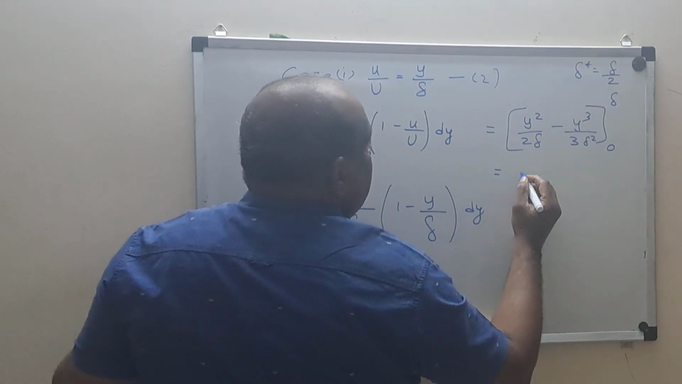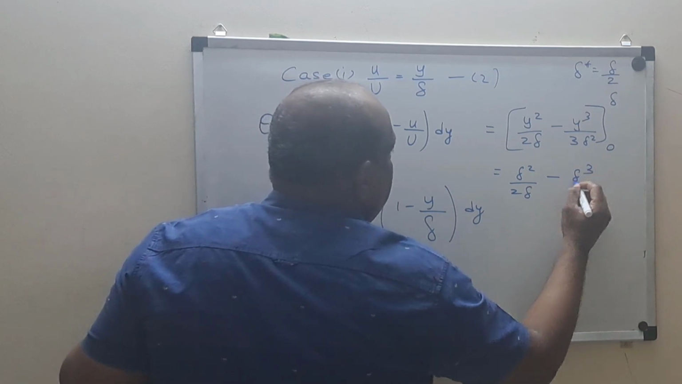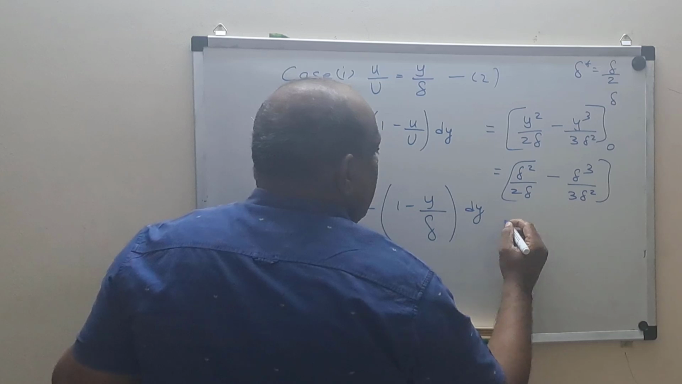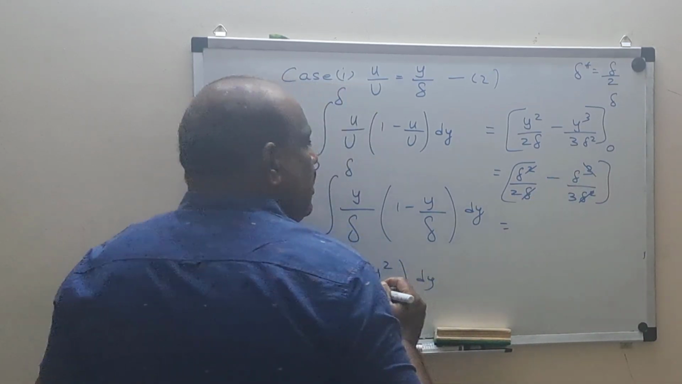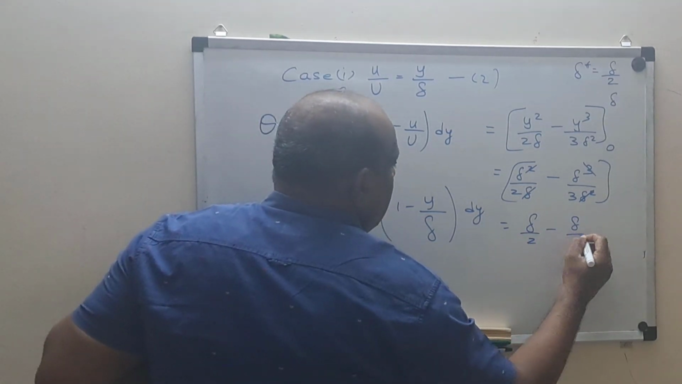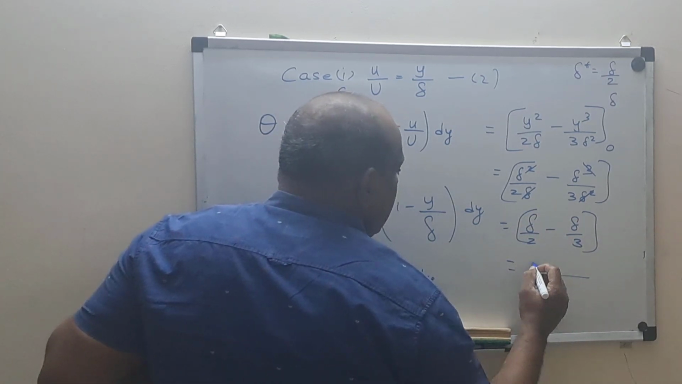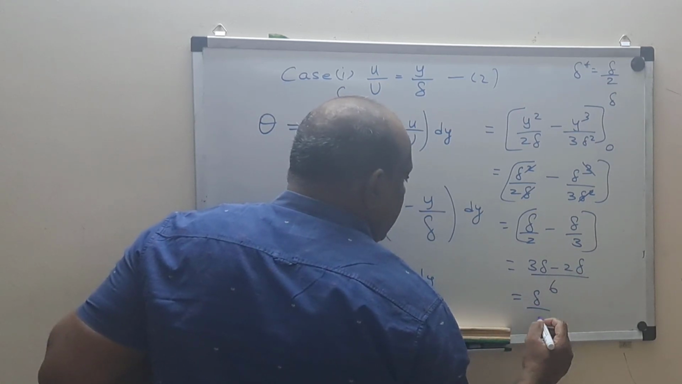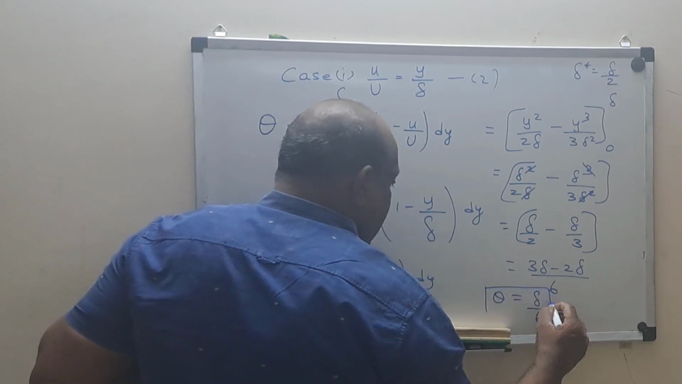So what will happen? It will become delta squared by 2 delta minus delta cube by 3 delta squared. There's no need to apply the lower limit because it is 0. So delta gets cancelled. This delta squared and the delta cube, one delta squared will get cancelled. So it will become delta by 2 minus delta by 3. If you take the LCM, it will become 3 delta minus 2 delta, so it becomes delta by 6. So what is the left hand side? The left hand side is theta. So we got the answer.